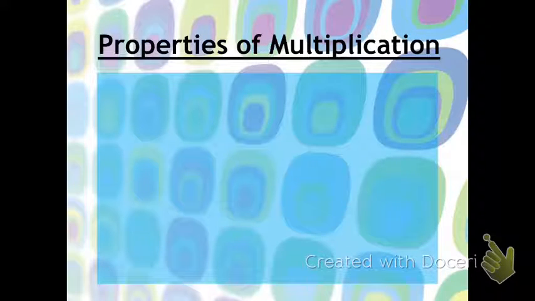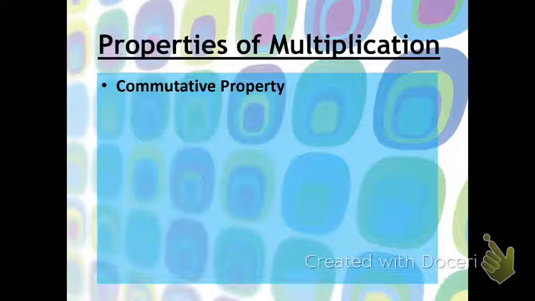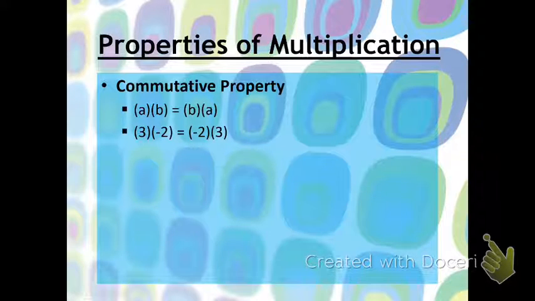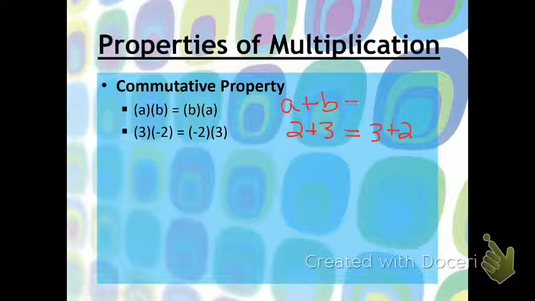In addition to the distributive property, there are lots of other properties. One is the commutative property. The commutative property basically says that it doesn't matter what order you multiply things in, you'll get the same answer either way. So for example, 3 times negative 2 is negative 6, and negative 2 times 3 is also negative 6. The commutative property also holds true for addition, and just addition actually. So you could have 2 plus 3 being the same thing as 3 plus 2, or A plus B being the same thing as B plus A.